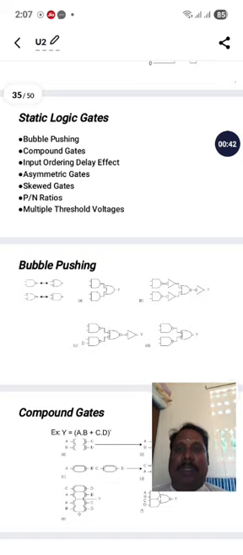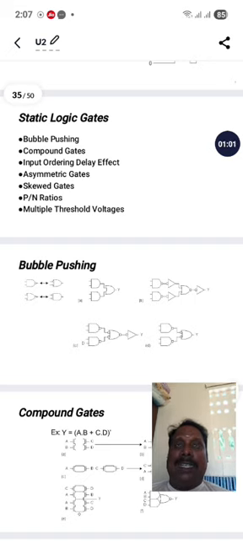So here I have the PowerPoint presentation for the topic. Let us discuss the static logic gates. Actually, what is meant by static and dynamic? Preferably you should know the differences between static and dynamic, so that you can understand the topic in a perfect manner.